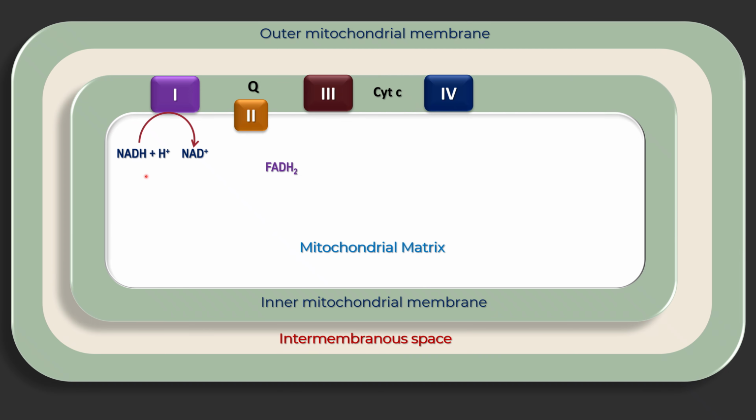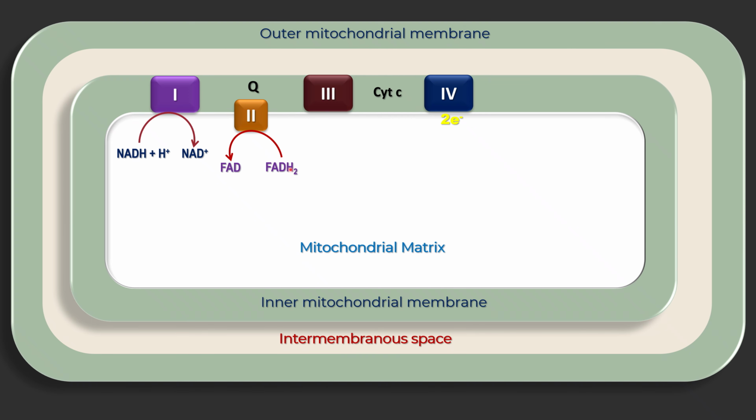Now, NADH plus H plus donates its electrons to complex 1 and these electrons are transported from one complex to another complex. That means coenzyme Q accepts electrons from complex 1 and hands them over to complex 3. From complex 3, cytochrome C accepts electrons and carries them to complex 4.